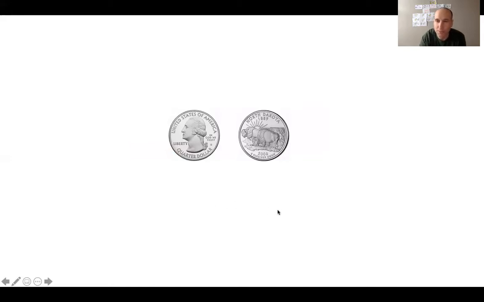What coin is this, boys and girls? If you said the quarter, you are correct, boys and girls. Cha-ching!